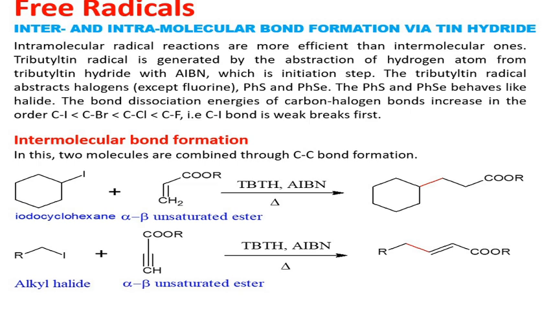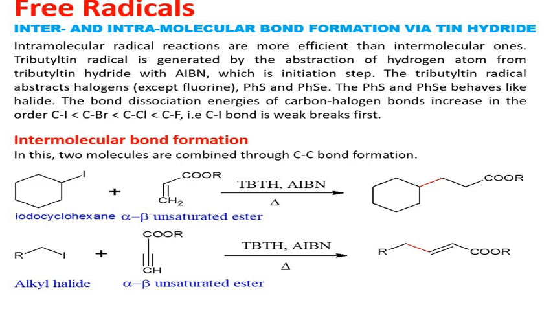This tributyl tin radical has affinity towards PhS and PhSe, phenyl sulfur and phenyl selenium. These two groups behave like a halide during the reaction. The behavior of PhS and PhSe groups is similar to the halogen.